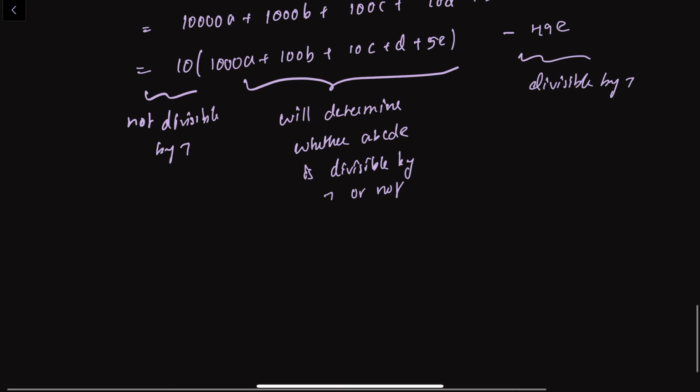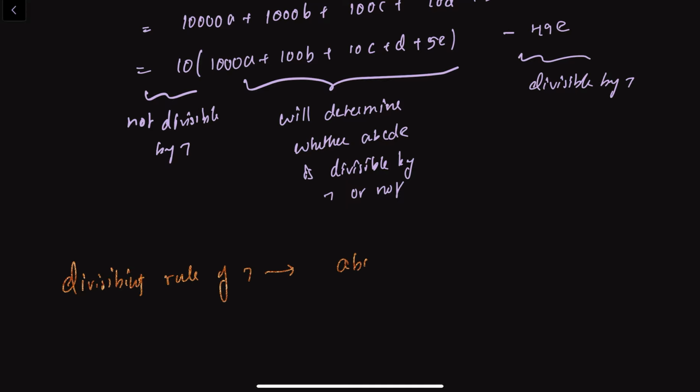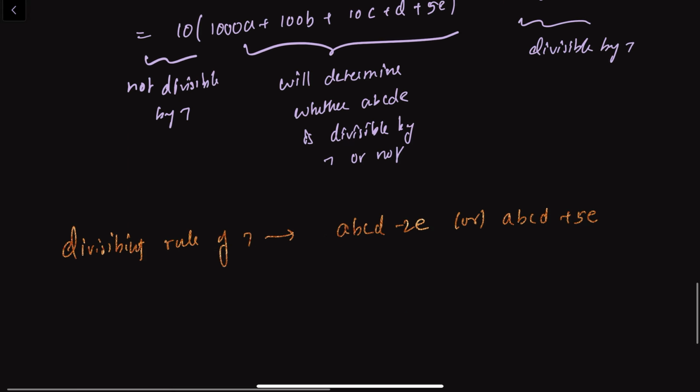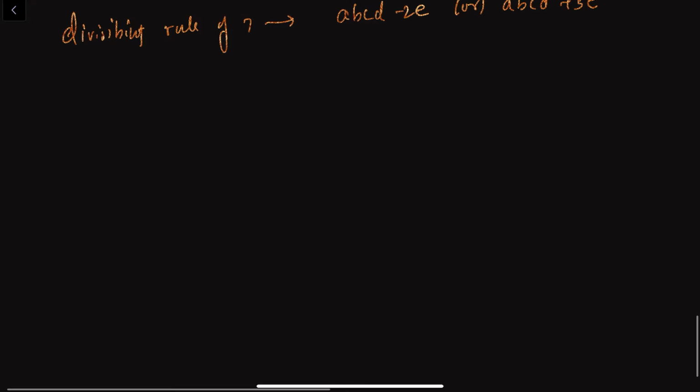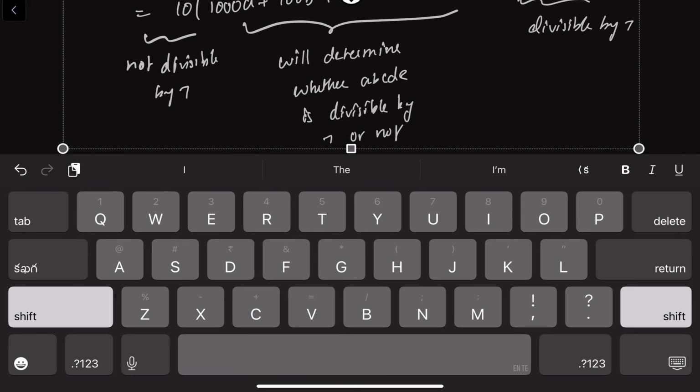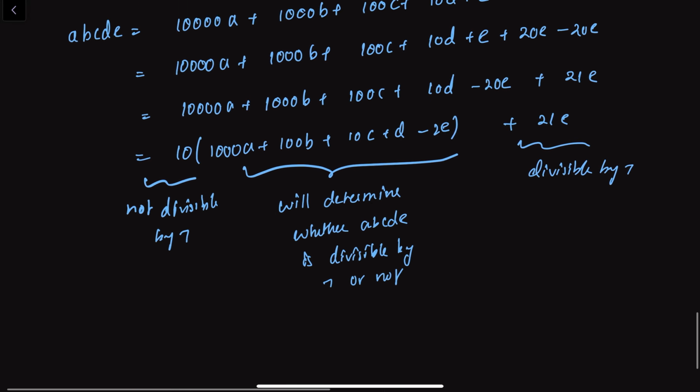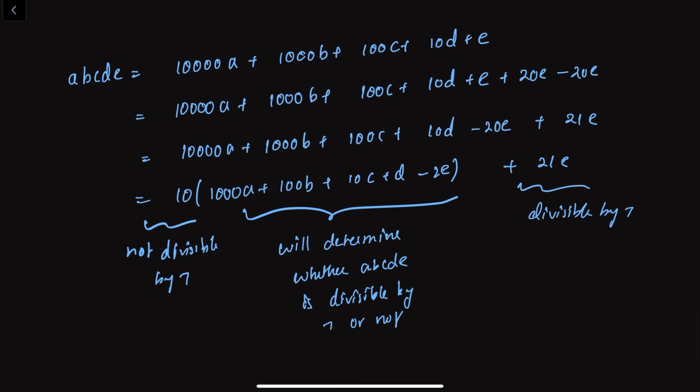So that means the divisibility rule of 7 is either A, B, C, D minus 2E or A, B, C, D plus 5E must be divisible by 7. Now we can derive similar rules using this method for different prime numbers which are less than 20 or 30.